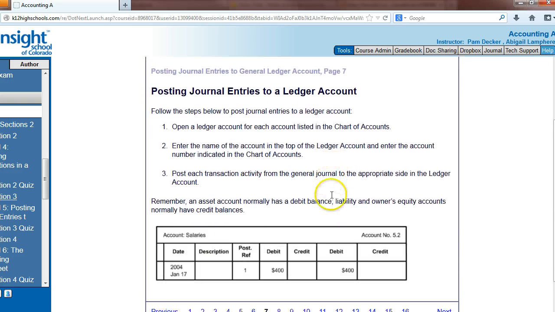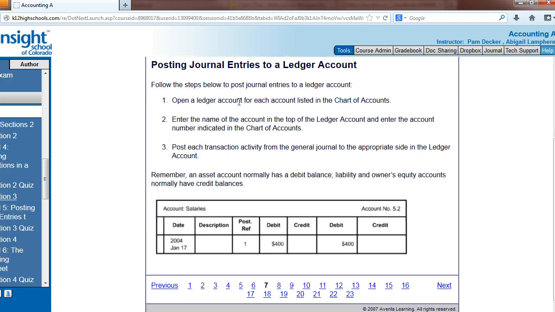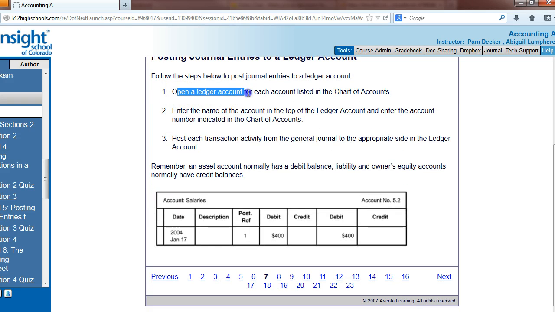Okay, posting journal entries to a ledger account. Follow the steps below to post journal entries to the ledger. First, you're going to open a ledger account for each account listed on the chart of accounts. So I've shown you the chart of accounts that we've used on several assignments before, and you've probably been wondering what the numbers are next to each of those accounts. Well, this is where they come into play.